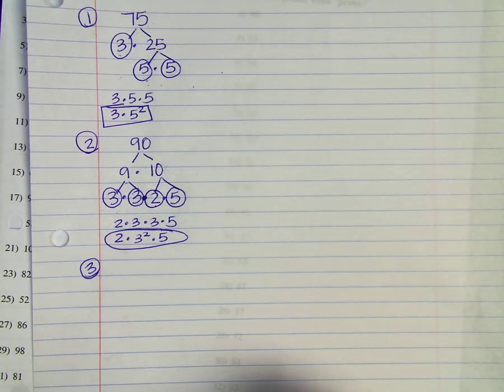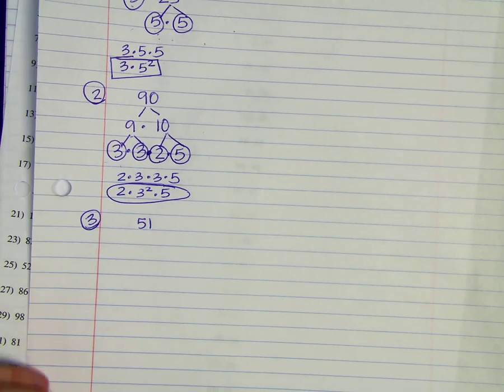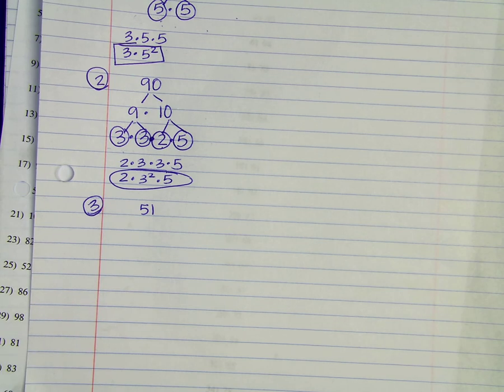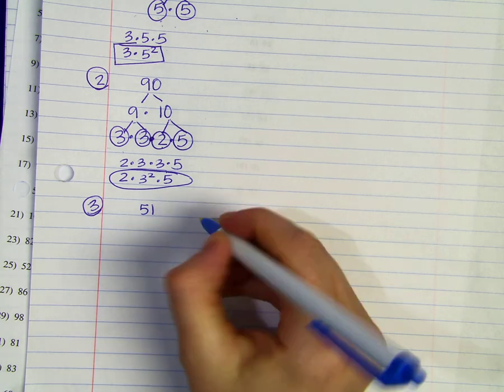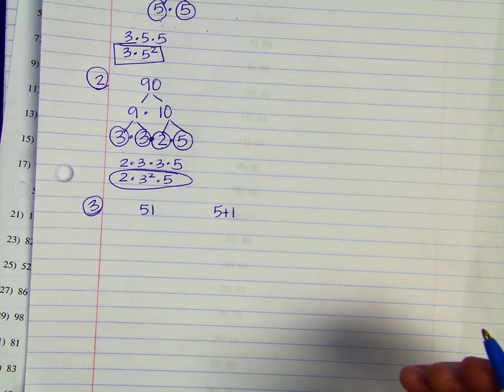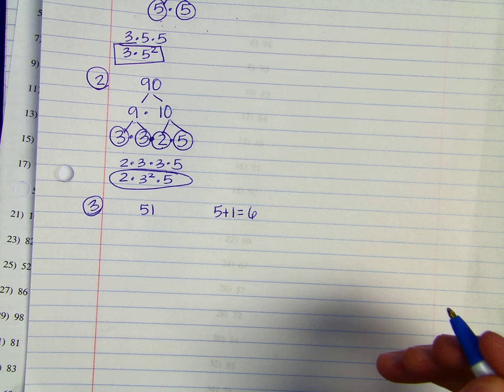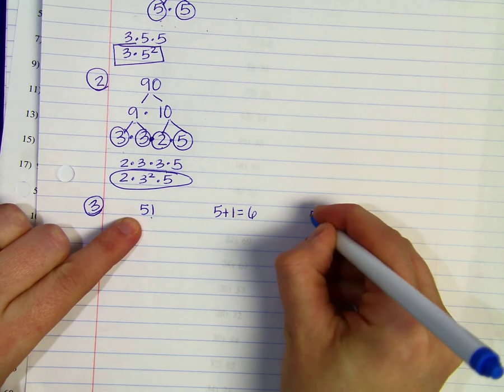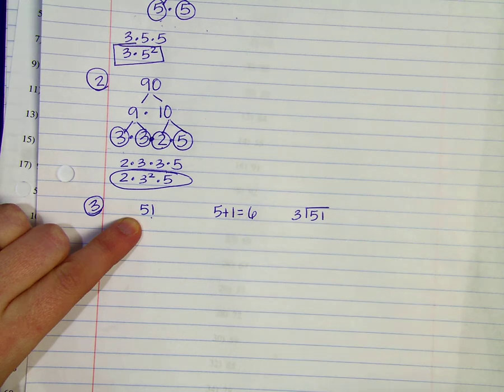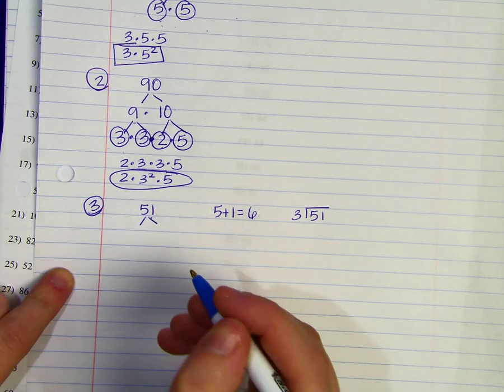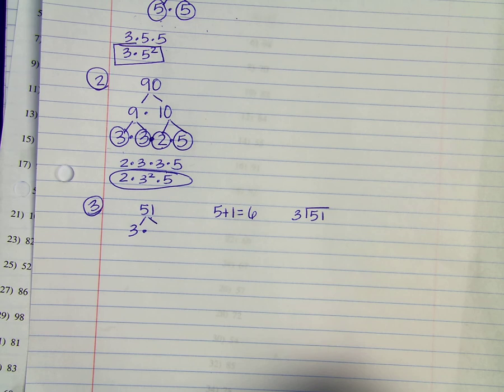Let's try another one. The next problem is asking you to find the prime factorization of 51. Well, off the top of my head, I am not certain what pair of factors would give me 51 other than 1 times 51. However, I can do a trick to see if 3 is a factor, and that trick is if you add the digits. If I add the 5 and the 1 together, I get a sum of 6. I know that 6 is divisible by 3, therefore 51 should be divisible by 3 as well. That means 51 is not a prime number, and it can be factored into 3 times something.